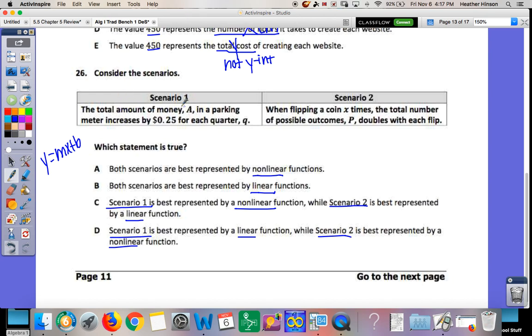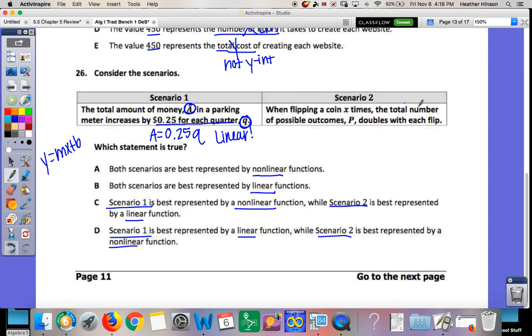So the total amount of money, A, in a parking meter increases by 25 cents for each quarter, Q. So what's your slope here? 0.25 for each quarter. So A equals, because they gave us A, not Y, 0.25 for each quarter Q. Is that a y equals mx plus b equation? Yes, which means it is linear.